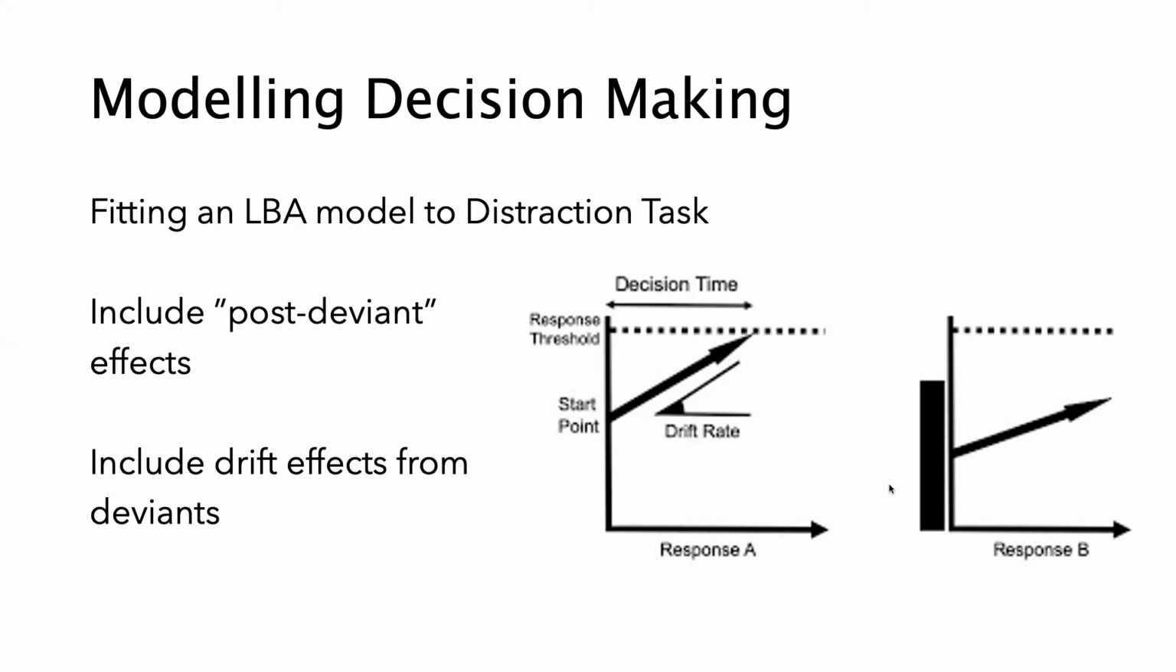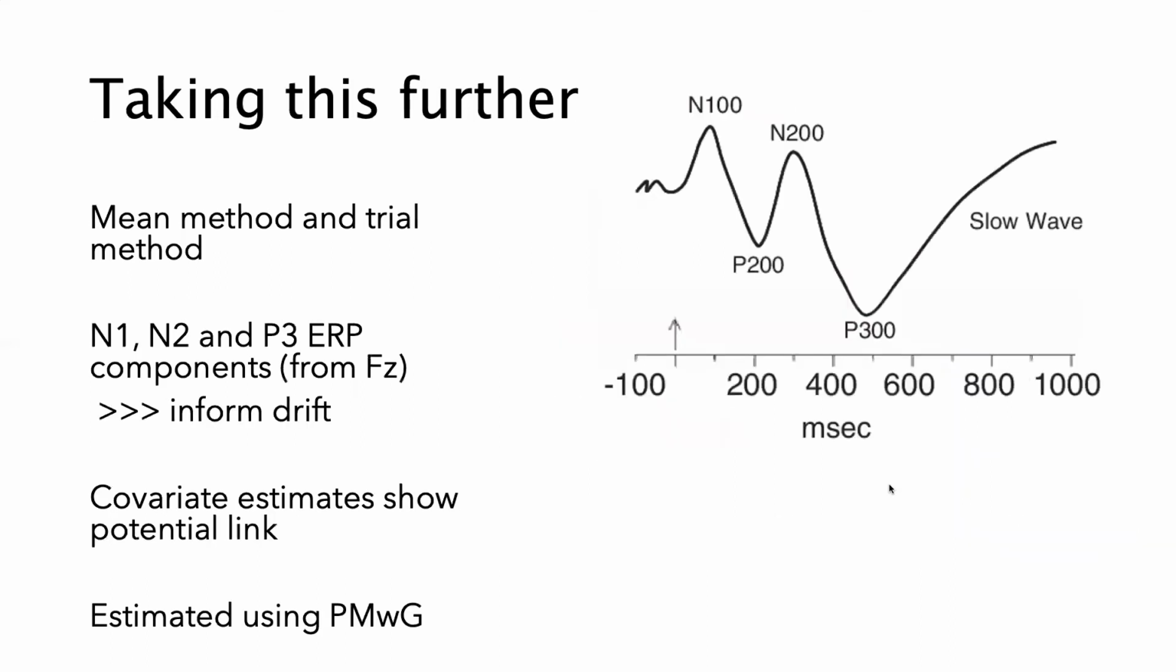Secondly, it was hypothesized that the effects of the deviance would be observed in the drift rate. We fit several free models to the task, but decided to extend this further to see whether the ERP components were related to decision-making processes.